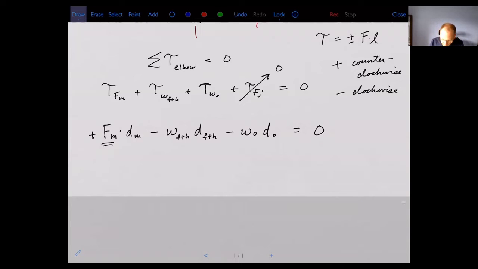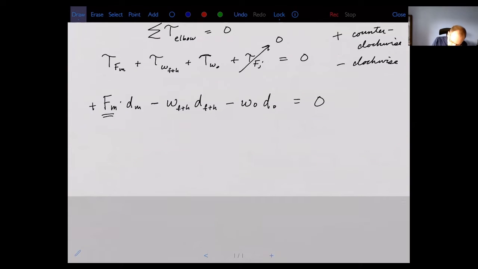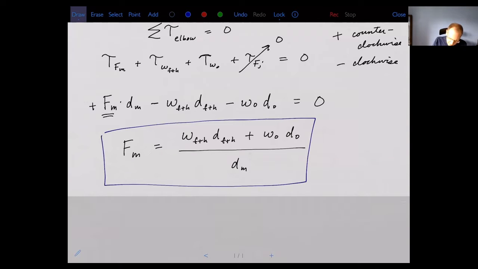If you do that, you just move the other two terms to the other side and divide by dm. So the muscle force is going to be the weight of the forearm and hand times the moment arm of the forearm and hand, plus the weight of the object times the moment arm of the object, all divided by the moment arm of the muscle. So that's going to be an important equation that we're going to use several times for this part of the lab.